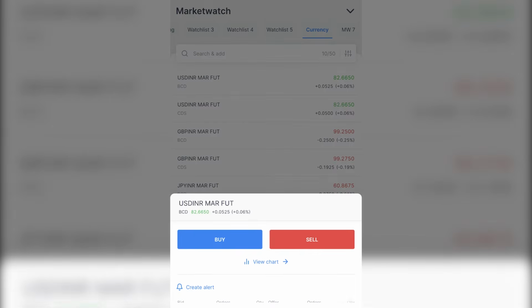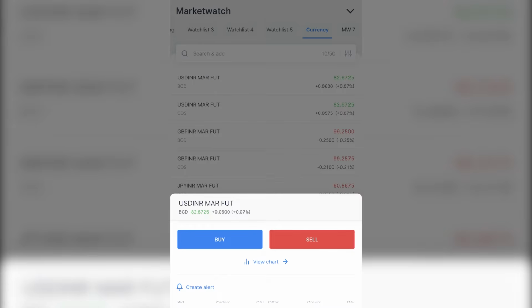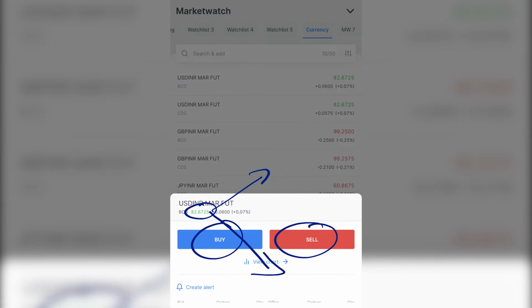So I would click this button and look at the buy and sell options over here. I can either short it or I can go long on it. Now, when I am taking this trade, if I am buying, I am simply buying at this price. I will make money if this price goes up. If I am selling, I will make money if this price goes down.